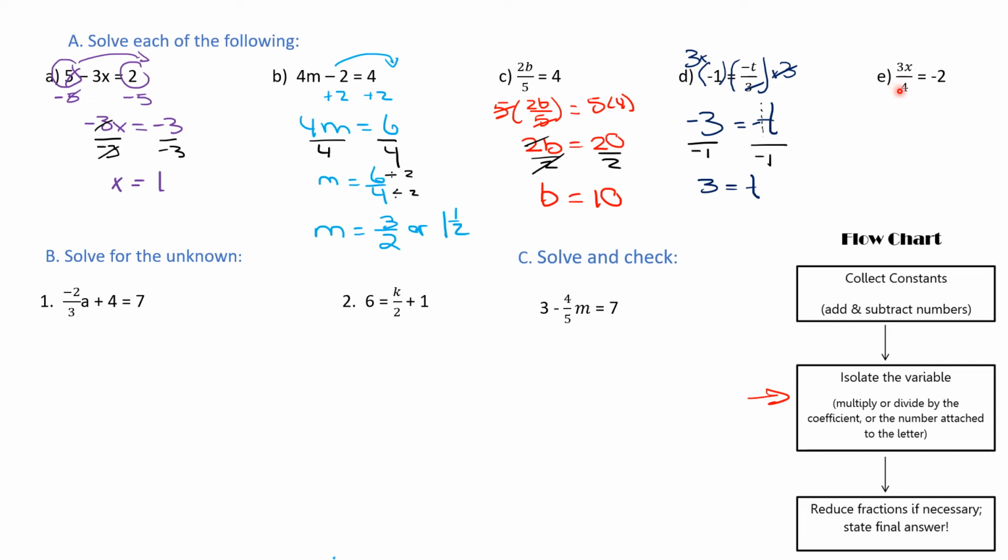Next one for part A, 3x over 4 equals -2. Okay, collect constants, same thing again. There's only the -2 constant, the 3 and the 4 are not constants, so we don't have this step. We only have one step to do. Isolate the variable.